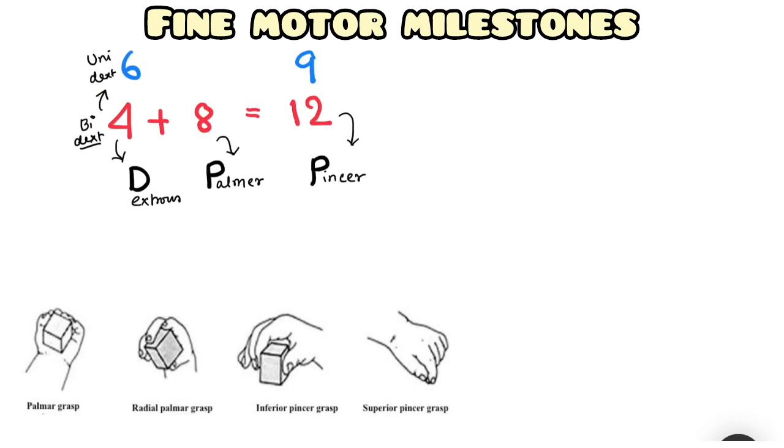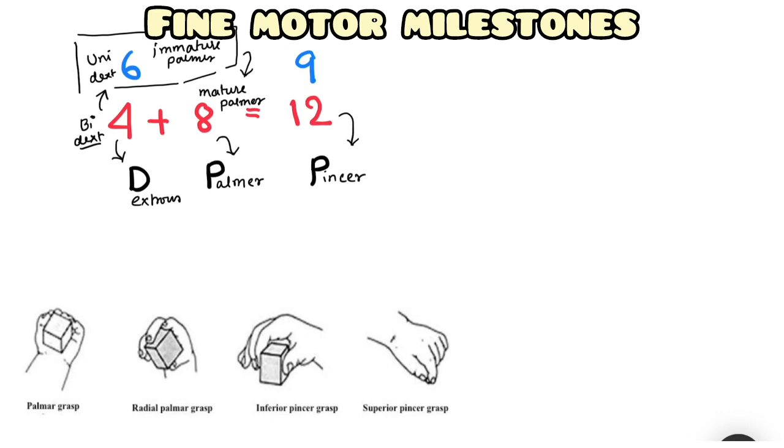Then we come to the palmar part. Now 8 represents palmar grasp. Now at around 8 months, the baby develops a mature palmar grasp. Then when will the immature palmar grasp be? The immature palmar grasp will be at 6 months. So hence 6 months becomes very important. On one hand, 6 months is for unidextrous grasp. On the other hand, it is also important for immature palmar grasp, which becomes mature at 8 months.